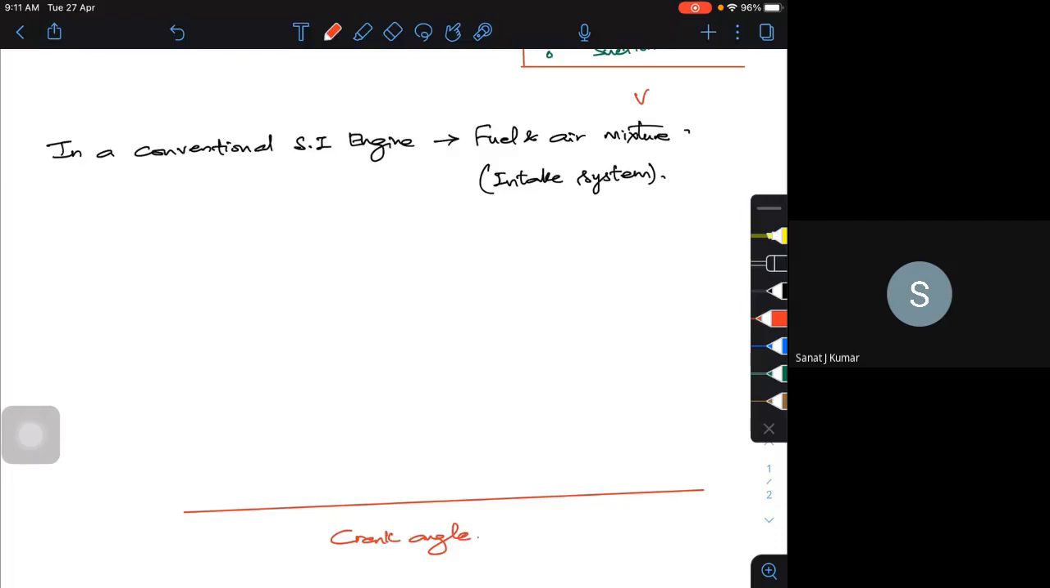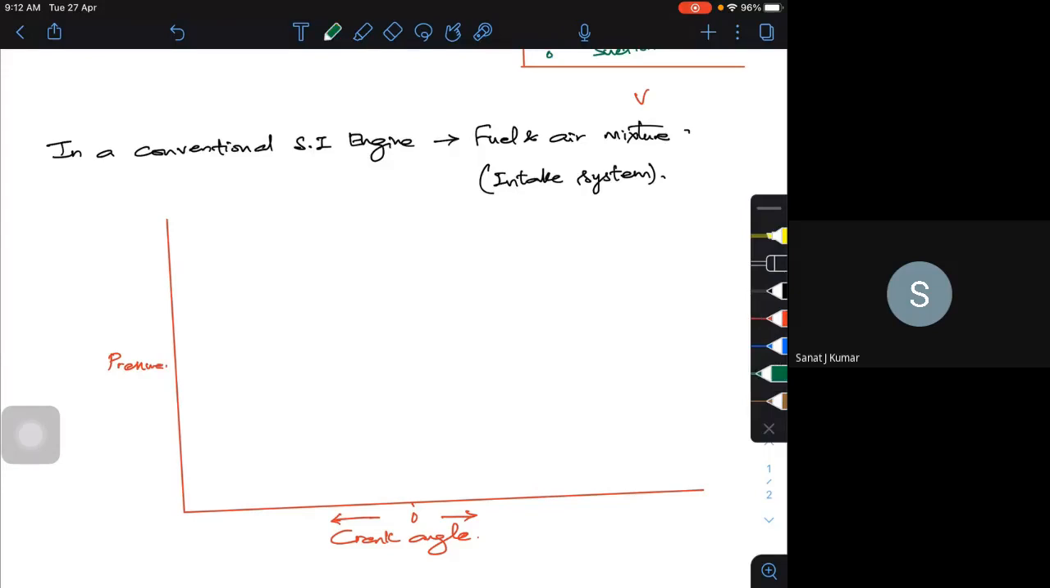Okay, so crank angle on the x-axis, maybe I have the TDC at the center, so this is at 0. I may have some positive angle this side, or some negative, whatever it may be. Then I have the pressure on the y-axis. So what will happen here actually?